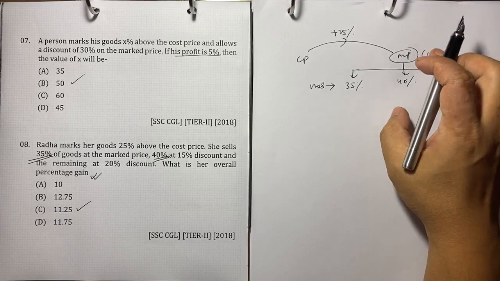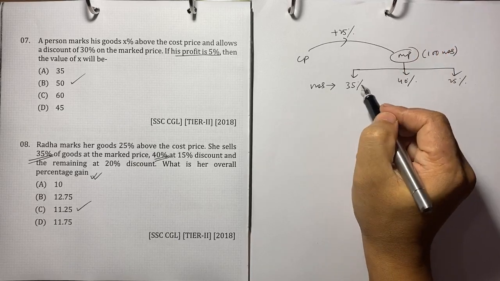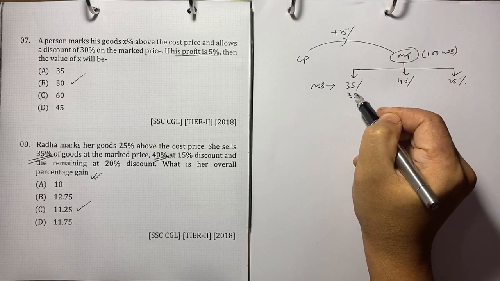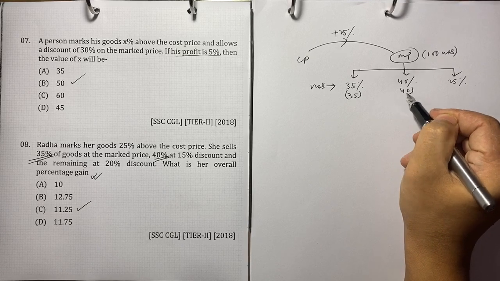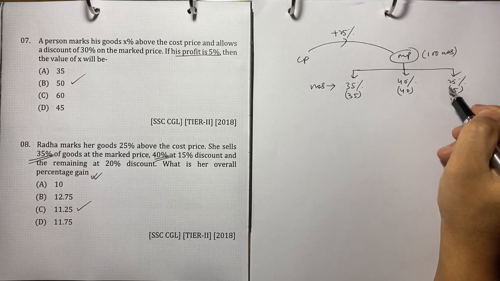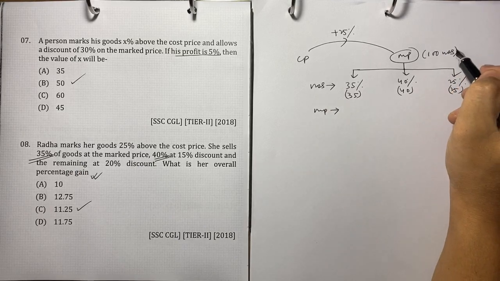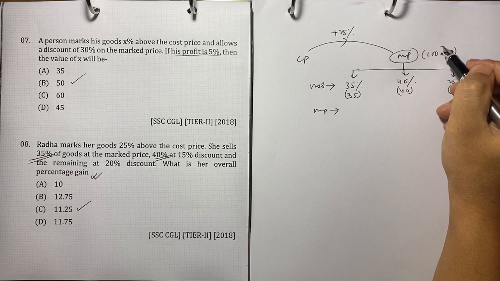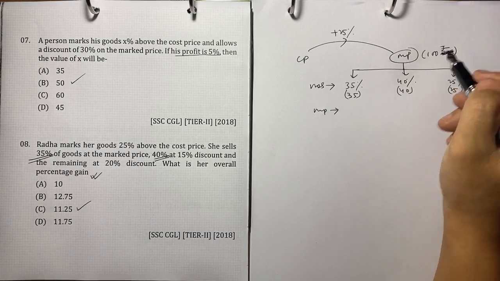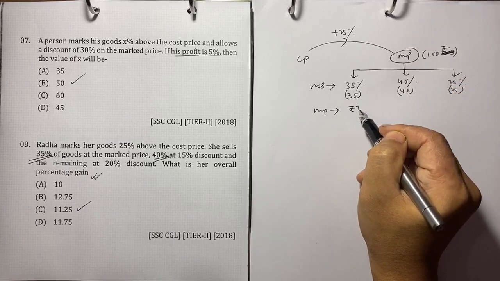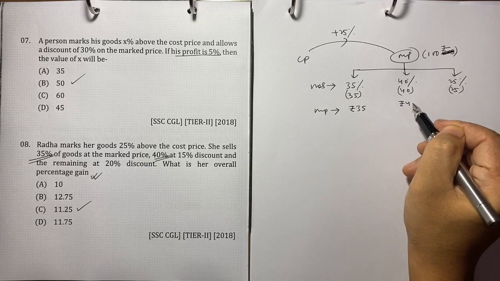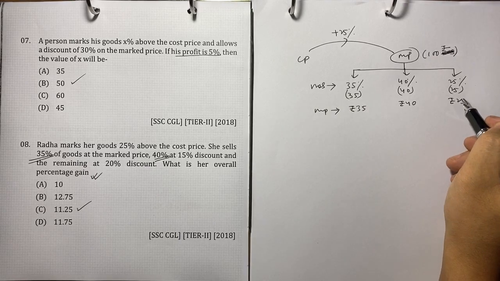So, to explain fully: 35% is simply 35 items, this is 40, and this is 25. The two are mark price items for 100 items. In this case the mark price of 100 items will be rupees 100. So the mark price will be rupees 35, rupees 40, rupees 25.